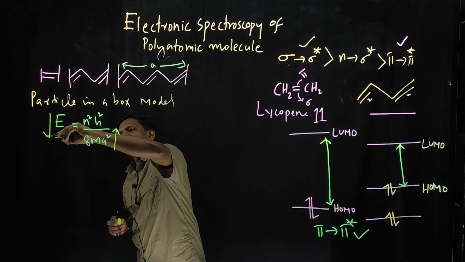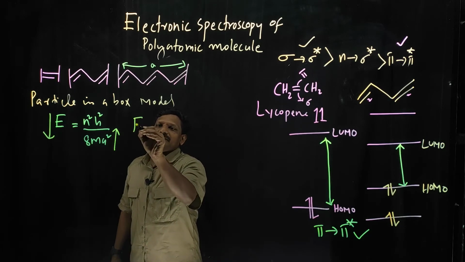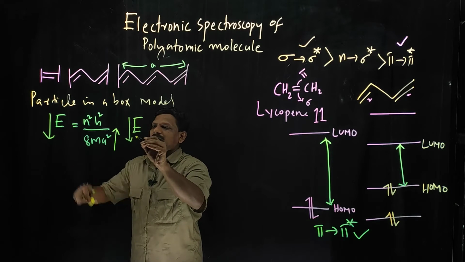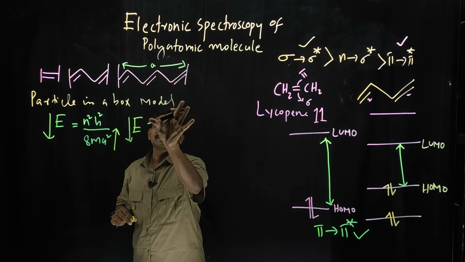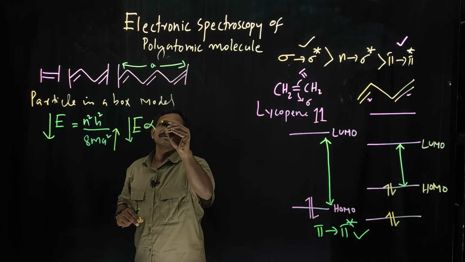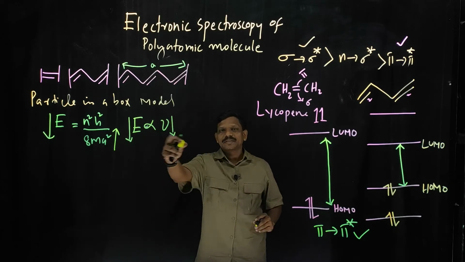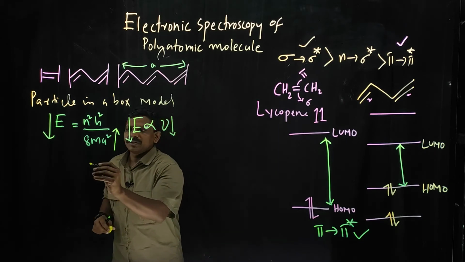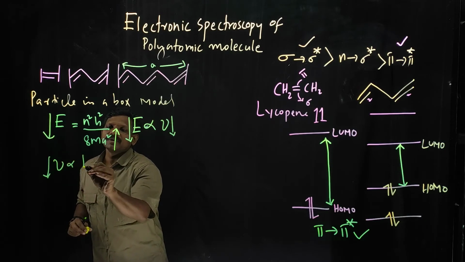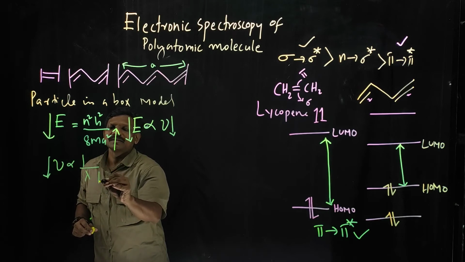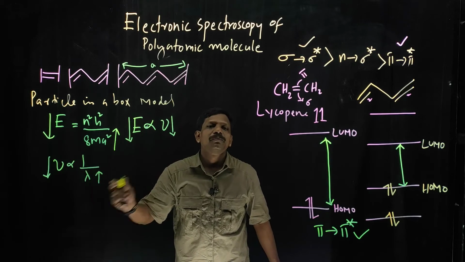energy decreases. When A increases means energy decreases. So here energy decreases. Energy decreases means what? The frequency. Energy decreases means frequency is also decreasing. Frequency is directly proportional. And one more thing you can draw. Frequency decreasing means wavelength increasing, because nu is inversely proportional to lambda.